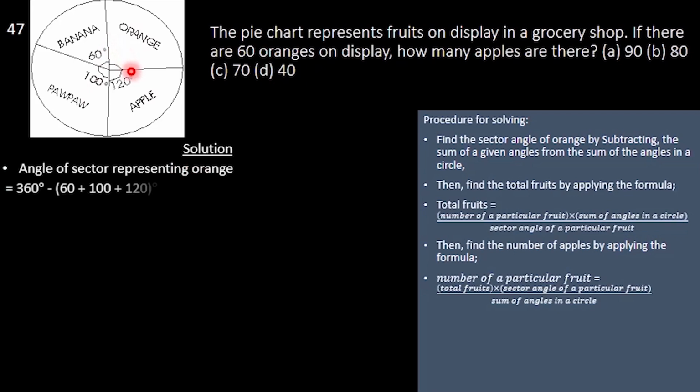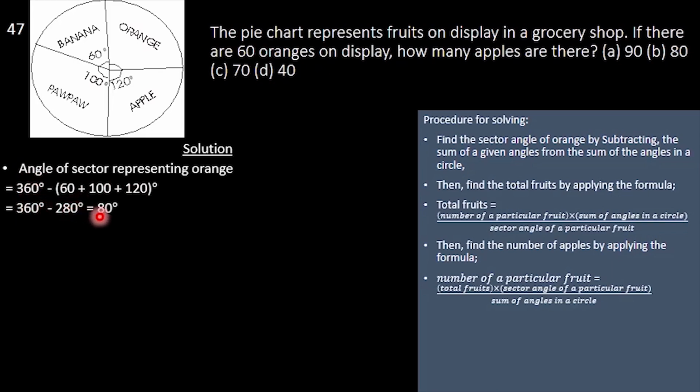Now for us to get the sector of orange, we need to say the sum of the angles in a circle minus sum of the given angles. Now these are the given angles. We are now going to subtract these given angles from the sum of the angles in a circle, and the sum of the angles in a circle is 360 degrees. You now say 360 degrees minus 280 degrees. We have 80 degrees remaining.